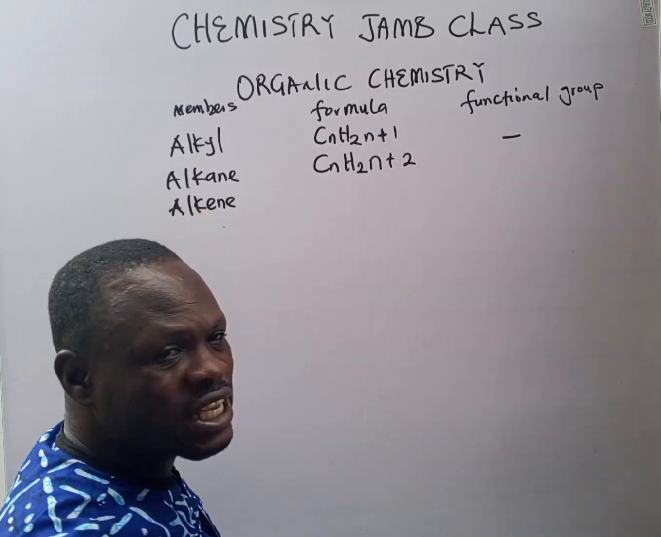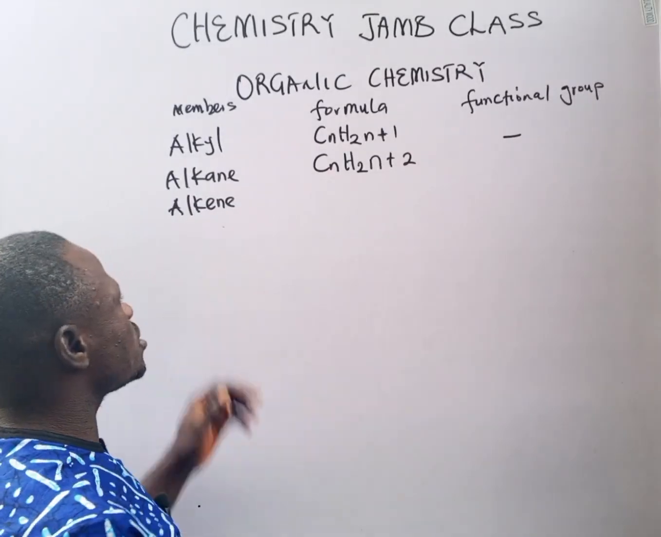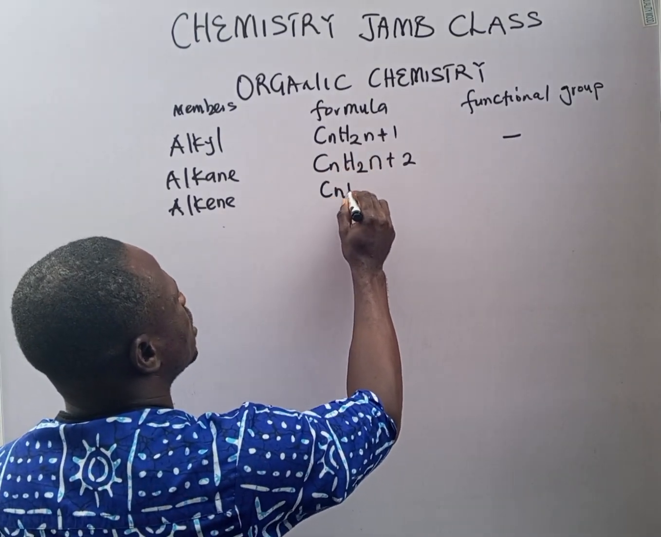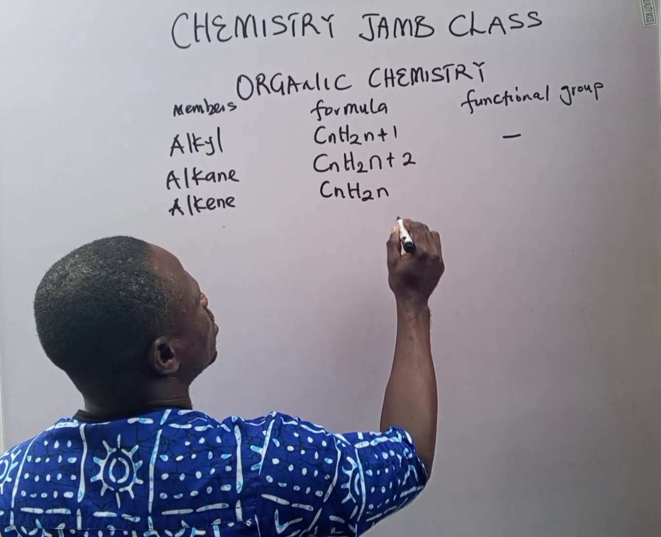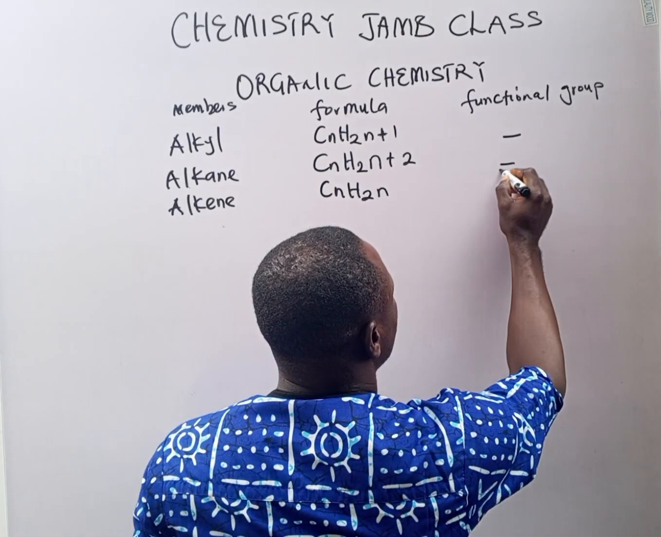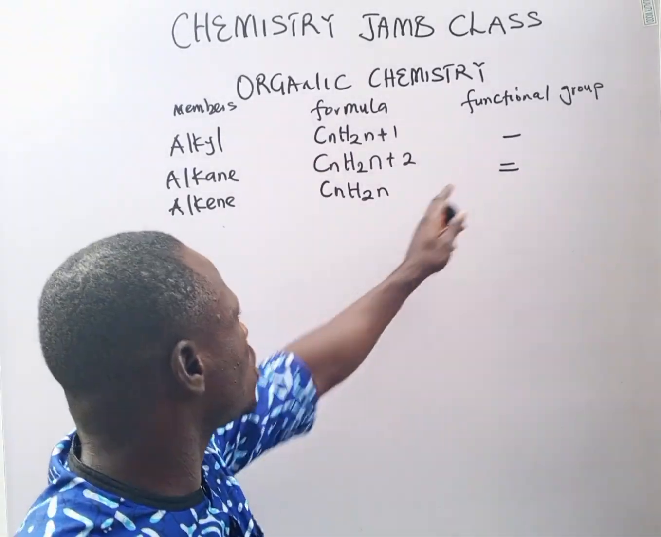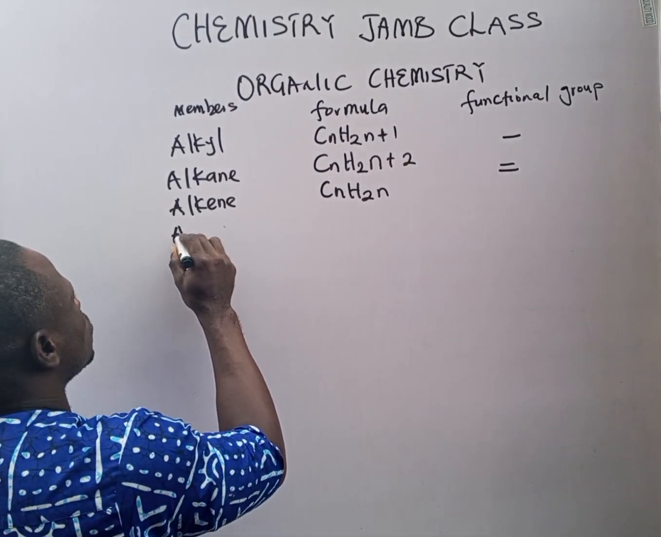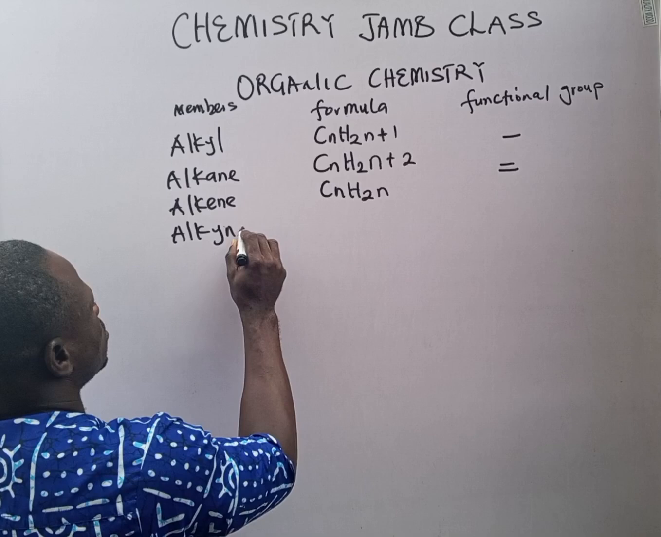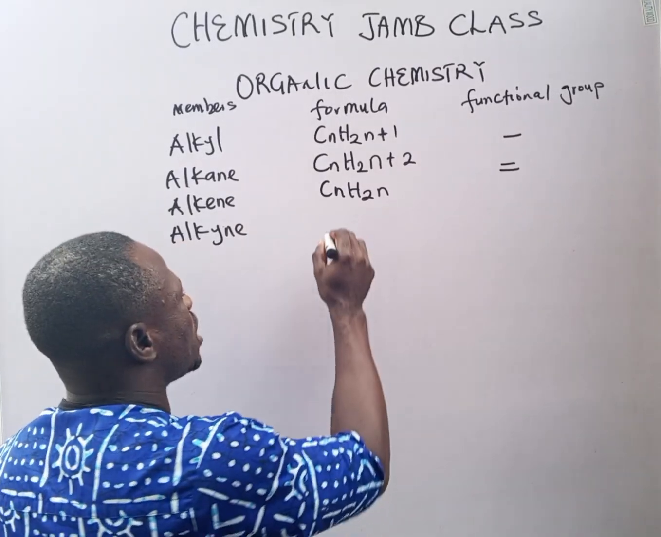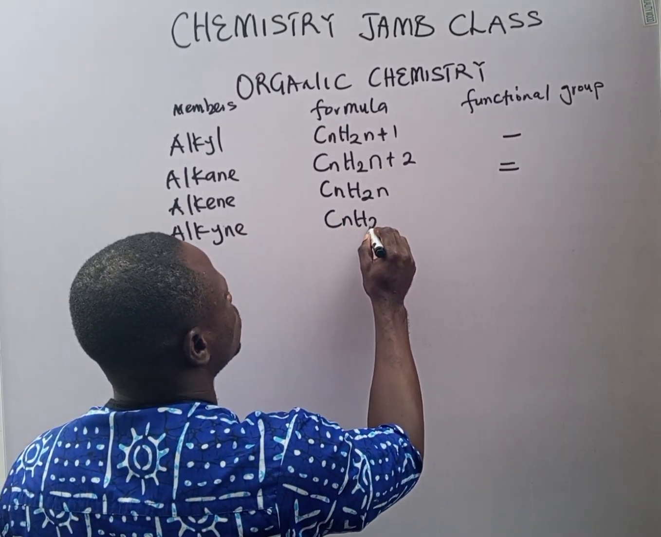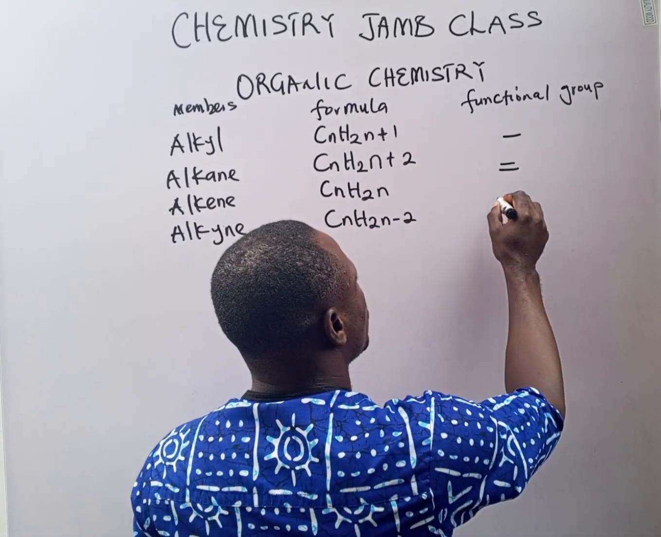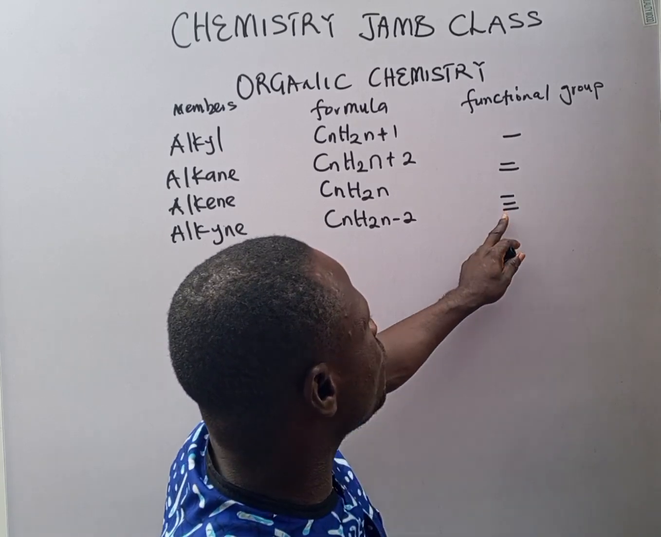Look at alkene. According to the homologous series, alkene has a formula of CnH2n with a functional group of a double bond. That is the functional group of alkene. We now go to the next one, known as alkyne. Alkyne has a general formula CnH2n-2 with a functional group of a triple bond. This is the functional group of the alkyne members.